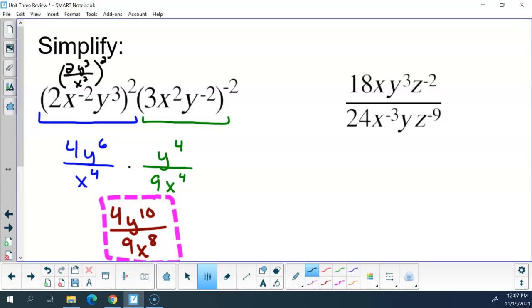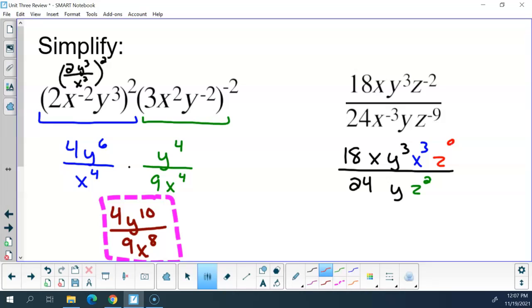Other question? X cubed moved up, z squared moved down, z 9 up, same. That gives me 18 and 24 can both be divided by 6. I got 4 x's on the top. I got 2 more y's on the top, and I got 7 more z's.